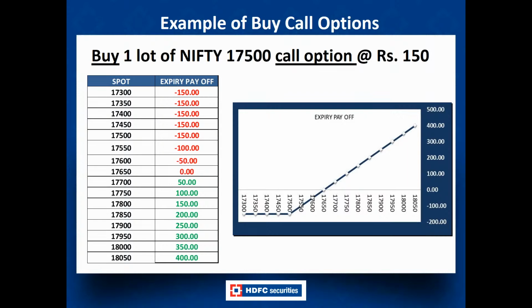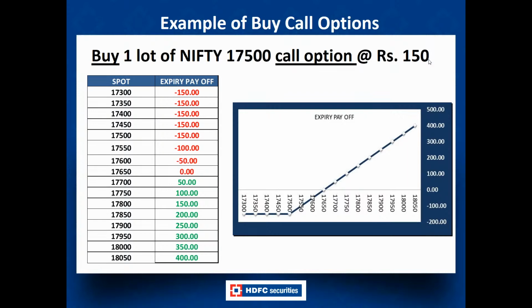So this 17,500 is called the strike price, and 150 is called the premium. If you're a buyer of an option, your investment here is that you are buying one lot of Nifty, that means 50 shares, at 150 rupees. So 150 rupees into 50 is 7,500 rupees you are paying to buy the 17,500 call option. Only 7,500 is required to buy the 17,500 call option.